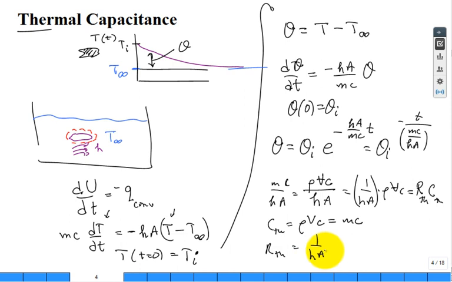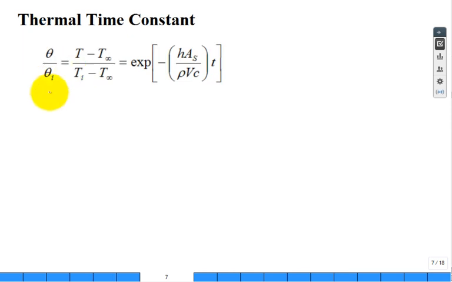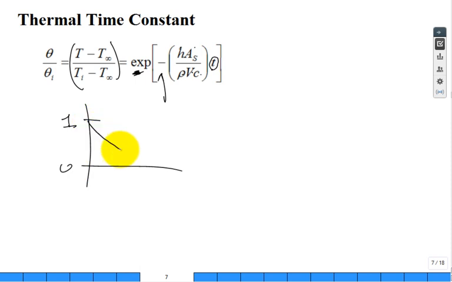That's the solution. Here's the equation with the whole time and then the hA divided by rho V c with the minus sign in the exponential. You could put theta divided by theta initial. So now what does it start at? It starts at 1 and it goes down to 0. The exponential function. All right.